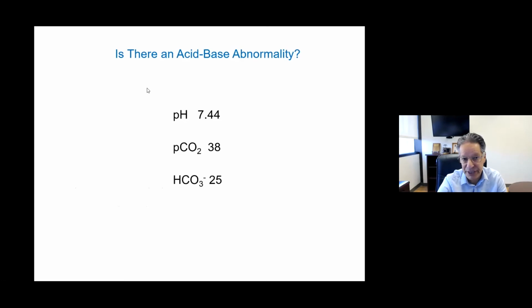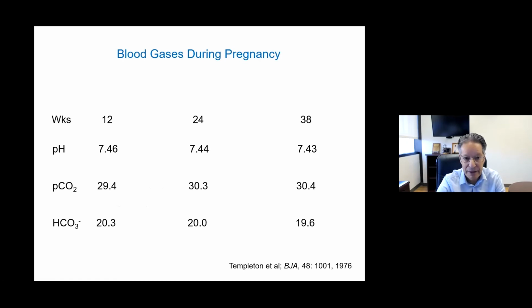So the first question is, is there an acid-base abnormality? I mean, everything looks pretty normal here. The anion gap is normal too. On the face of it, you might just say, well, this patient has normal blood gases. Until you look at, as always, we have to compare it to what normality is, but here normality is what should exist in the third trimester of pregnancy. And this is just data from Templeton's old study, but what was done was to look at a large number of women at different times during their pregnancy.